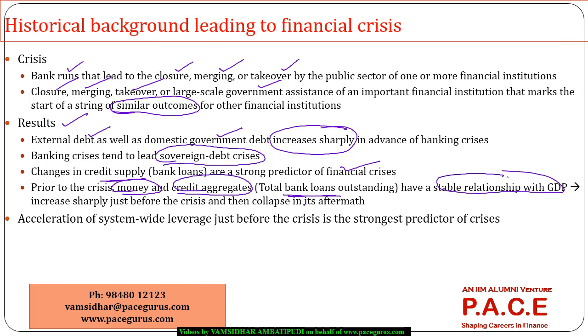Heavy collapse in these numbers is typically observed, which is also another major result that comes out of the financial crisis. So the acceleration of system-wide leverage just before the crisis. So you find that huge leverage-based transactions occur across the system just before the crisis. So from this also we can very well make out that a big financial crisis is on the corner. So these are some of the things that we really need to be looking at.